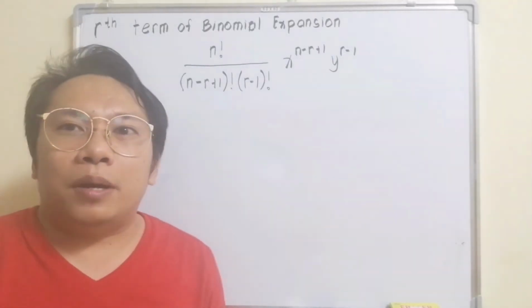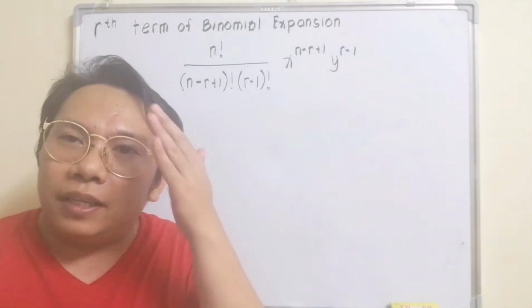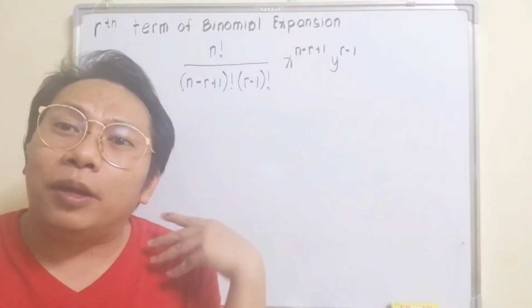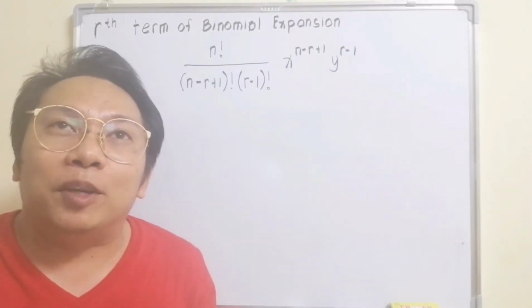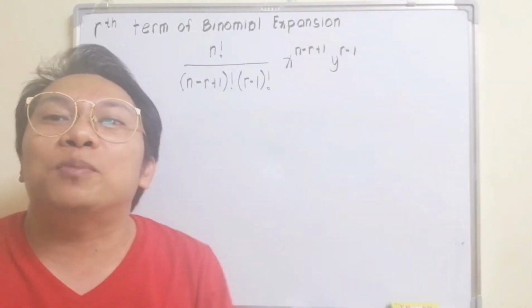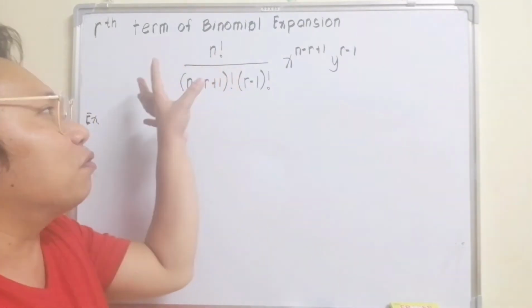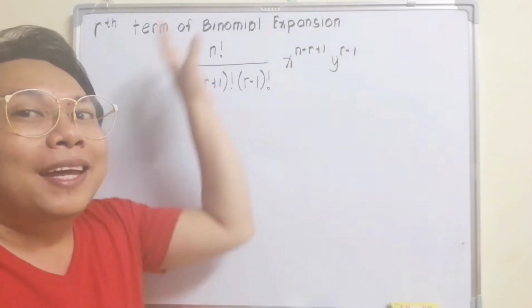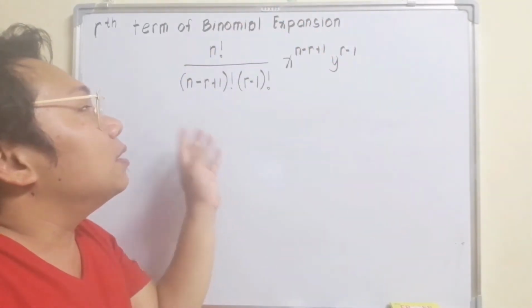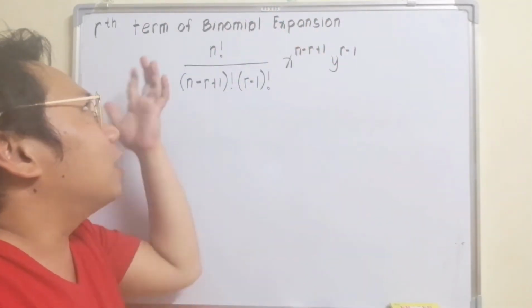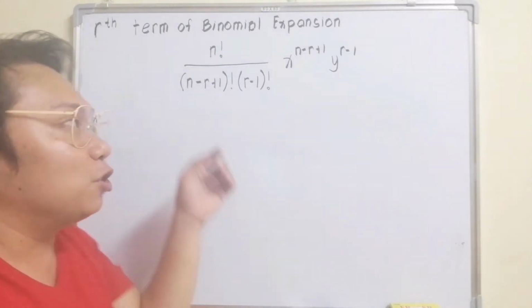I'll discuss to you now how to find the r-th term of the given binomial expansion. You can use Pascal's triangle, but if the exponent is too big, it will be difficult to use Pascal's triangle. So this formula that you see here is a simple, simplified formula in finding the r-th term of the given binomial expansion.